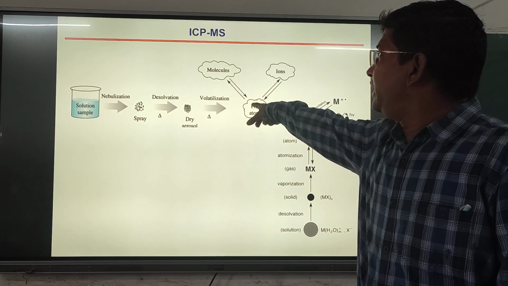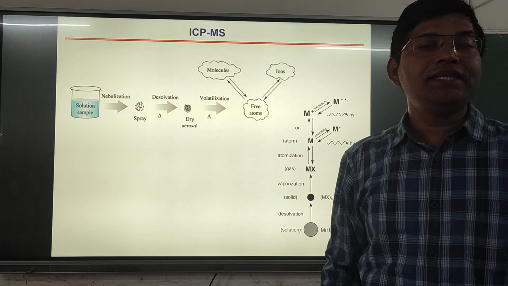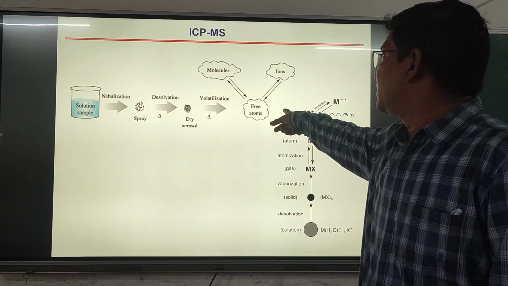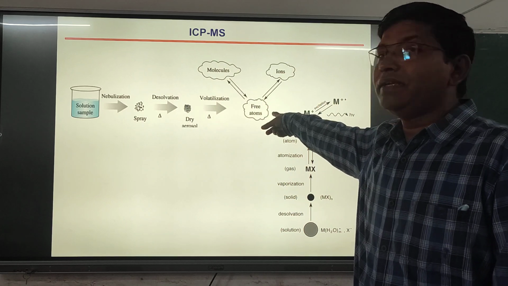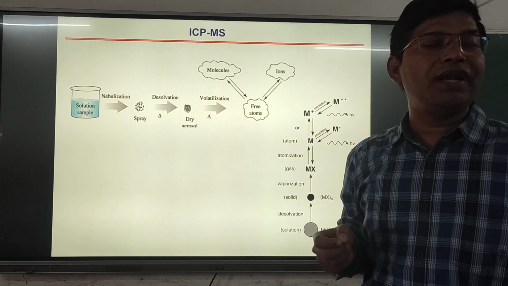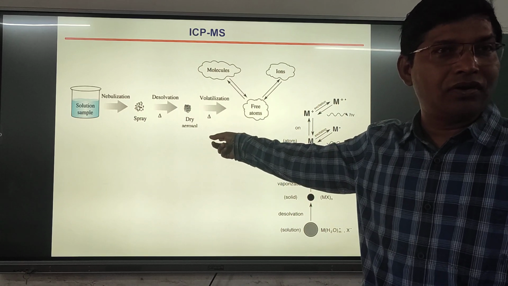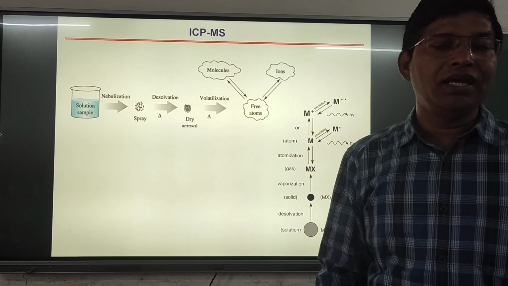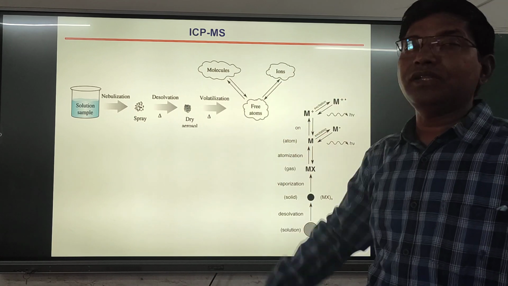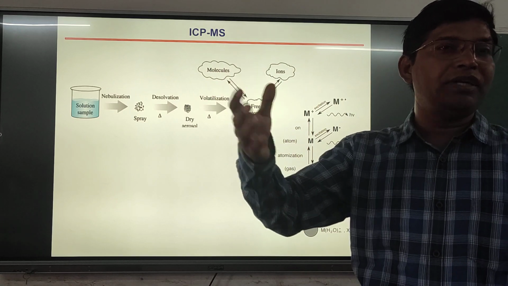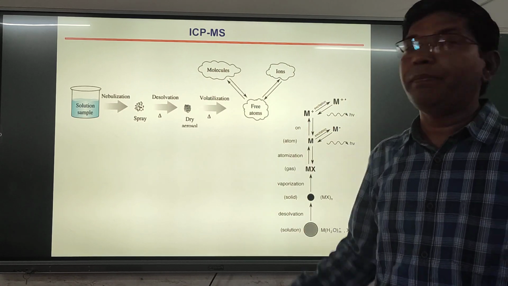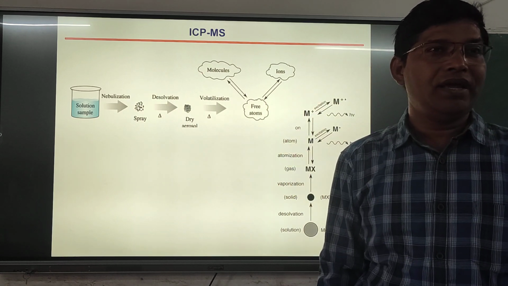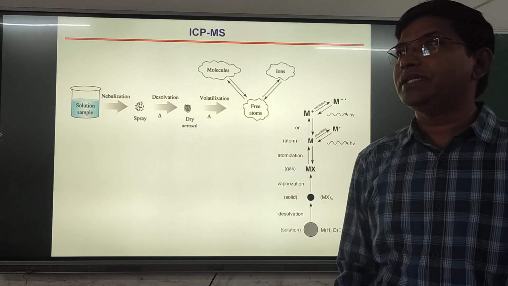Here in ICP there is a temperature of 5000 centigrade, and that will cause atomization. So copper 2 plus will change into copper, sodium plus will change into sodium, calcium 2 plus will change into calcium. Or it will convert to molecular form, but in gaseous form, or there is also formation of ions, an ionization of the element.